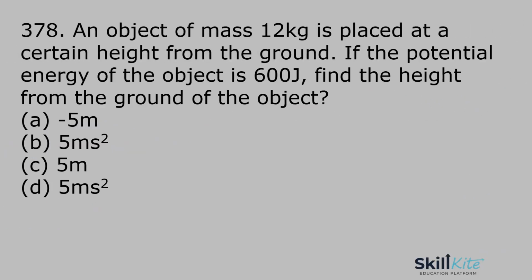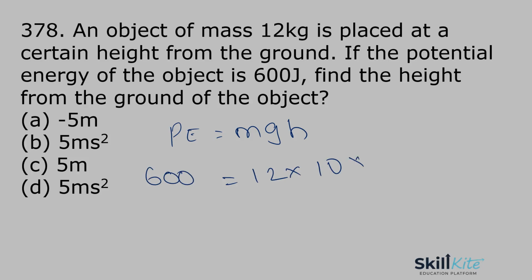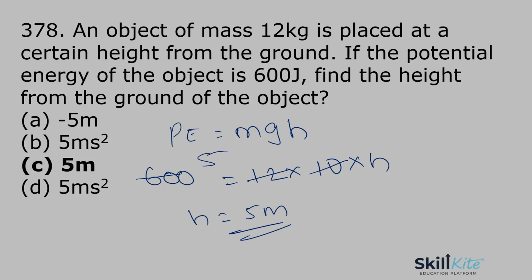An object of mass 12 kg is placed at a certain height from the ground. The potential energy of the object is 600 joules. Find its height from the ground. The potential energy formula is mgh. Potential energy is 600 joules, mass is 12, g let it be 10, into height. So it is around 5 meters. So option C.